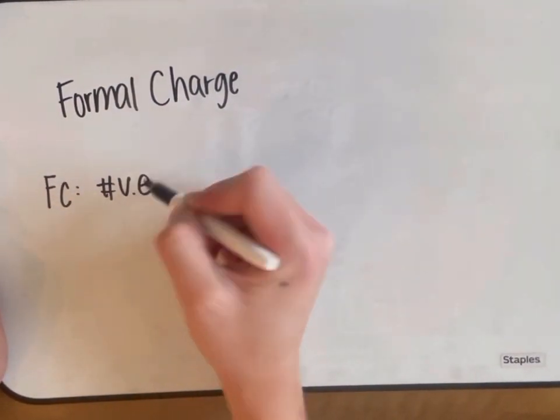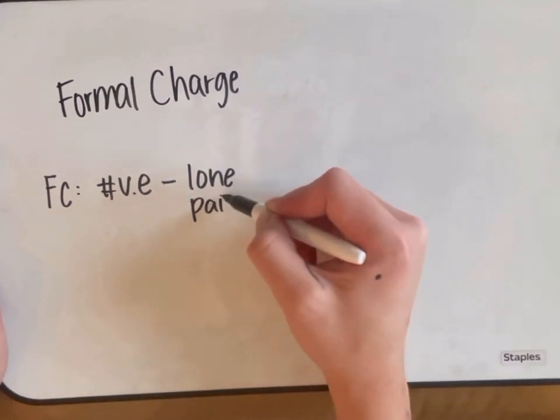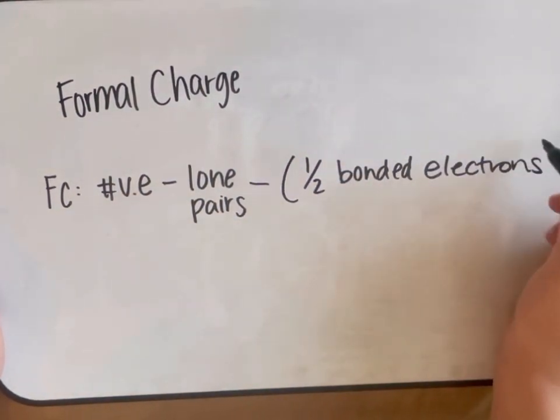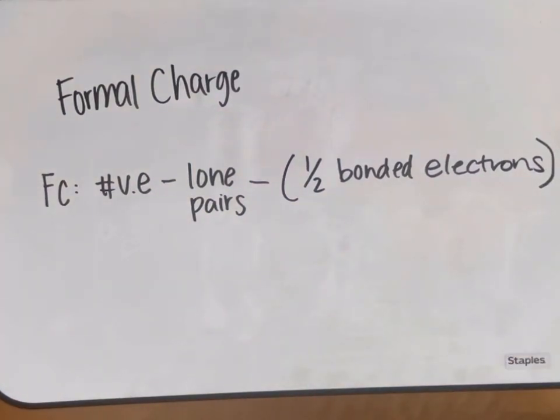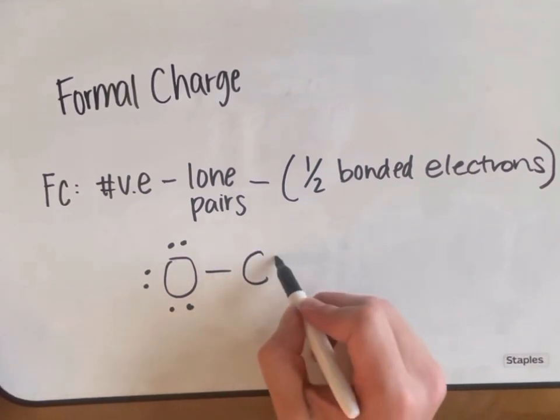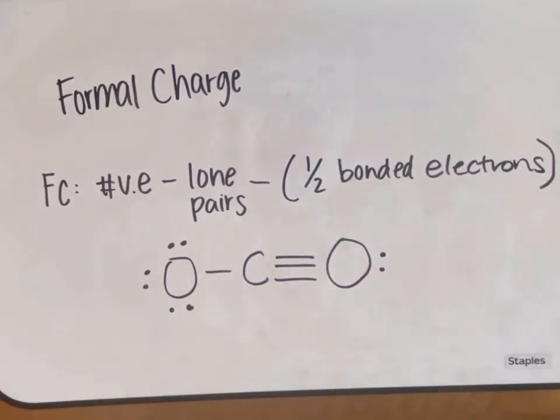All right, let's talk about formal charge. Formal charge has a formula. It's pretty simple. It's the number of valence electrons subtracted by the lone pairs subtracted by half the bonded electrons. And I recommend you memorize this, and now we'll go into a little example.